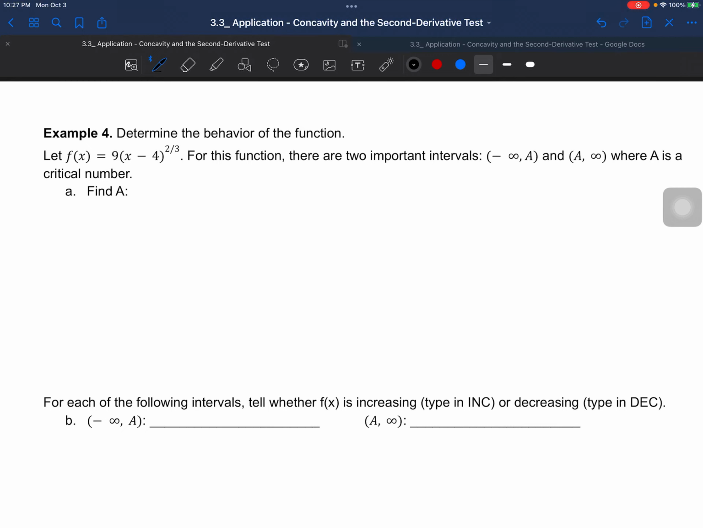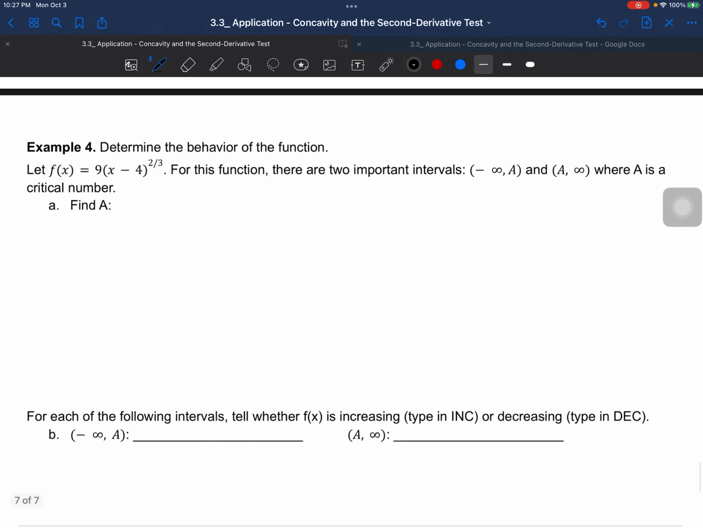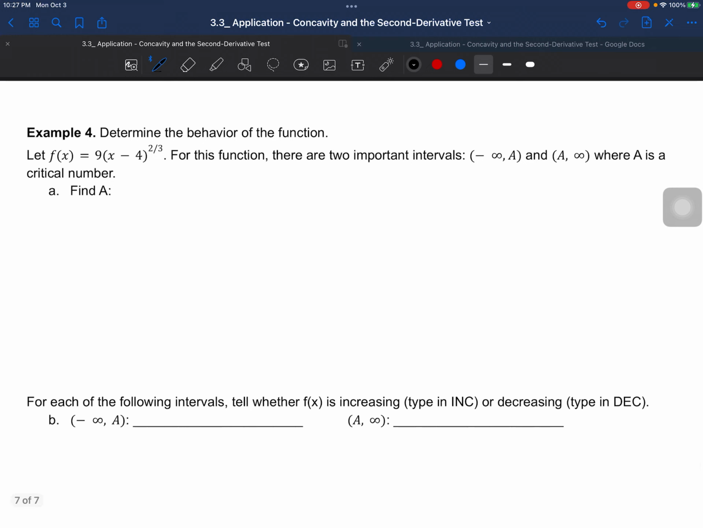All right, so welcome back. So we're going to try example 4, and we are going to determine the behavior of the function in particular. We're going to find the critical numbers. We're going to find where the function is increasing, decreasing. We're going to find where the function is concave up and concave down.